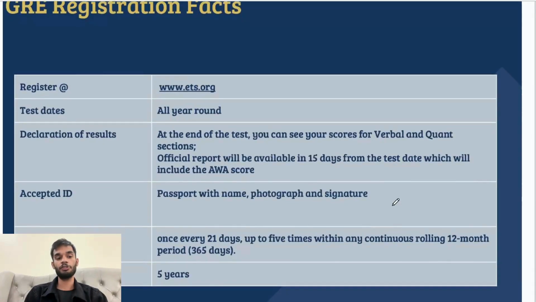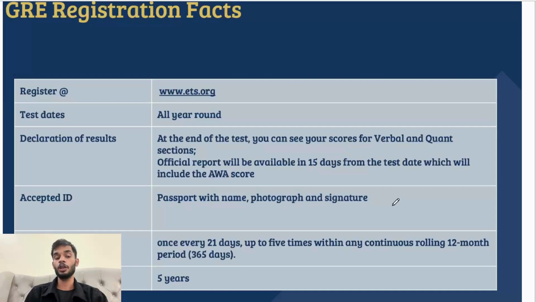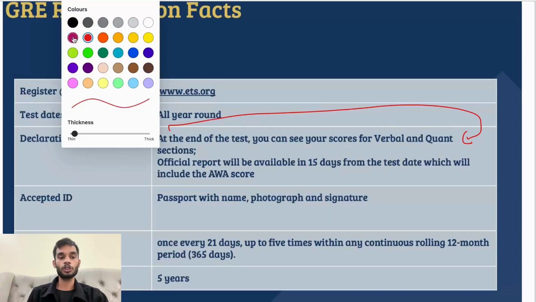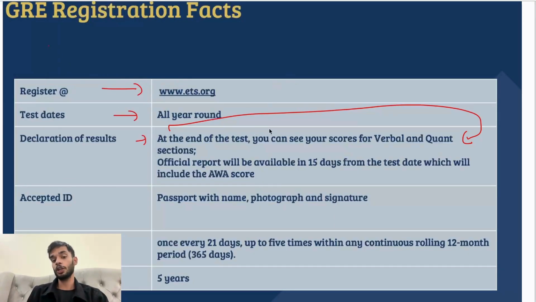What are the GRE registration facts you should also know? You register for the GRE at ETS. The test dates are all around the year. You can book a test in February, March, April, any month. The declaration of test results is at the end of the test. As you're done with the test, you will see your verbal and quant scores on the spot. However, what about AW?